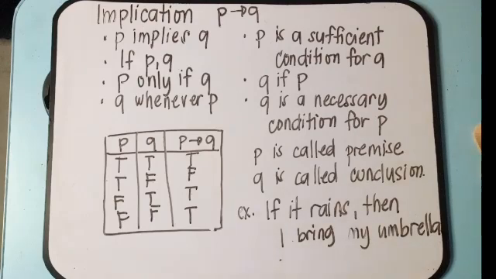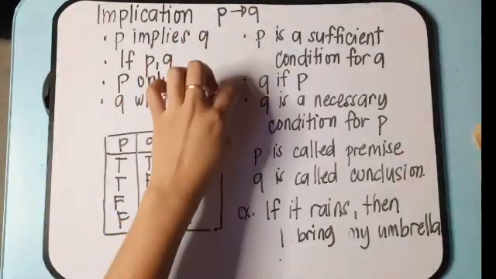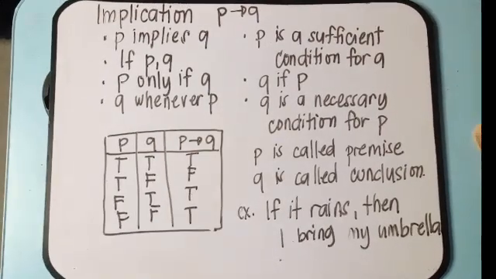So these are possible words to use or on how to read the implication. So, madami. We have 1, 2, 3, 4, 5, 6, 7. If P then Q. Yan.